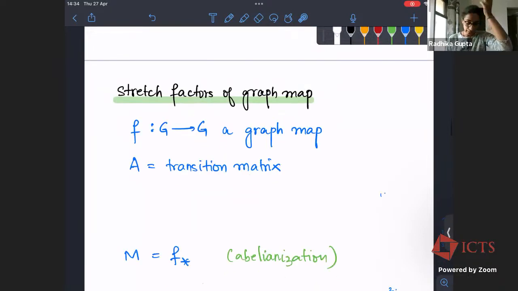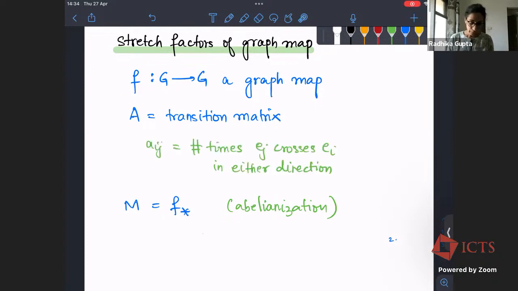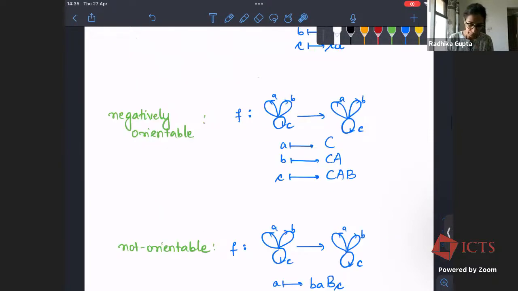Okay, so now before I go back to my automorphisms, I need to talk about stretch factors of graph maps. We kind of did an example. I'm starting with a graph map. I can write a transition matrix for my graph map. The transition matrix is basically the matrix where each A_ij is the number of times E_i crosses E_j, in either direction. So for this transition matrix, I don't care about orientation of edges. I just want to count how many times I crossed an edge. So let's quickly write these matrices for these examples.